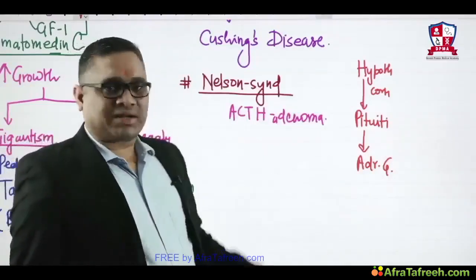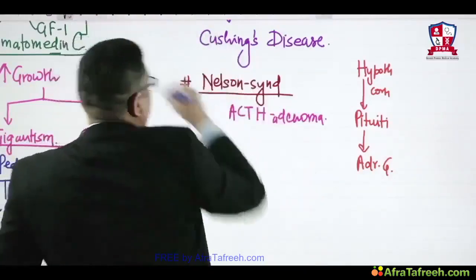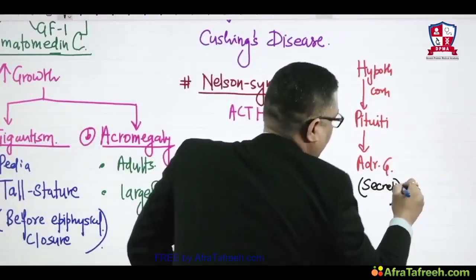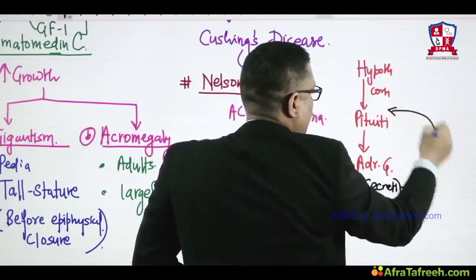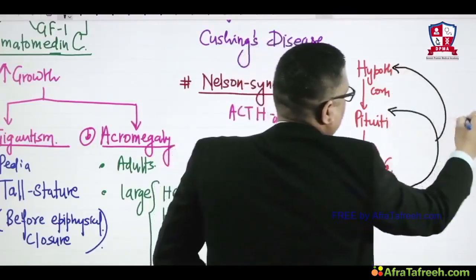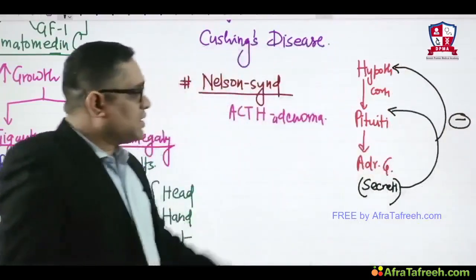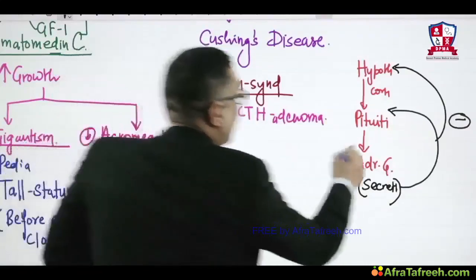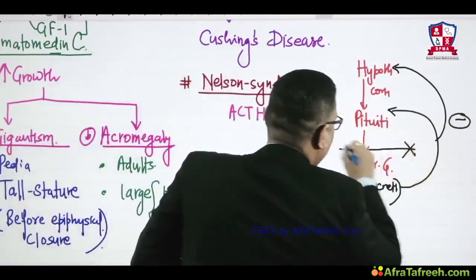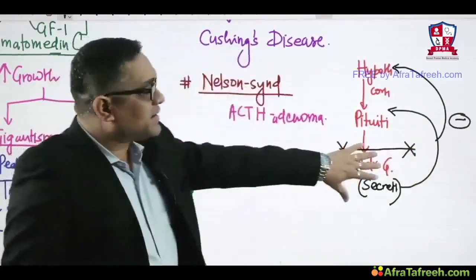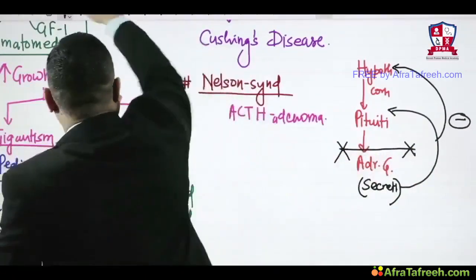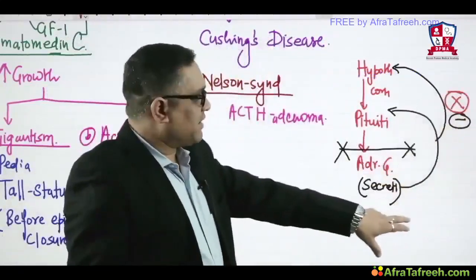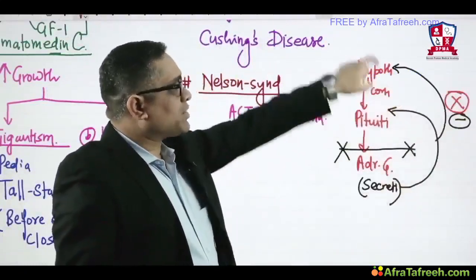So when adrenal gland secretion is there, whatever secretions are produced from the adrenal gland, they send inhibitory feedback to the pituitary and hypothalamus. So inhibitory feedback is given from the adrenal gland. Now suppose this adrenal gland has been resected, what will happen? This kind of inhibition will be lost. So this negative feedback from the adrenal hormones to the pituitary and hypothalamus will be decreased.